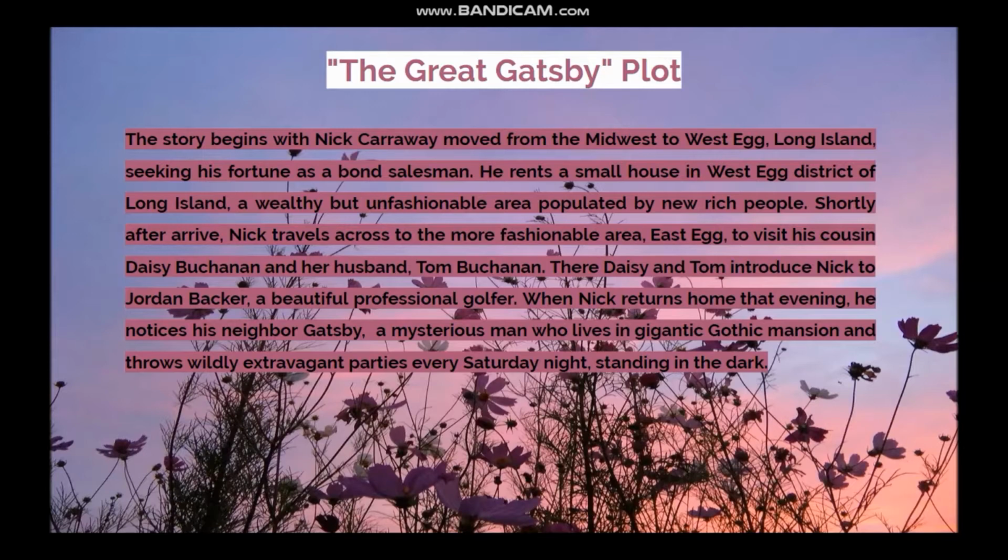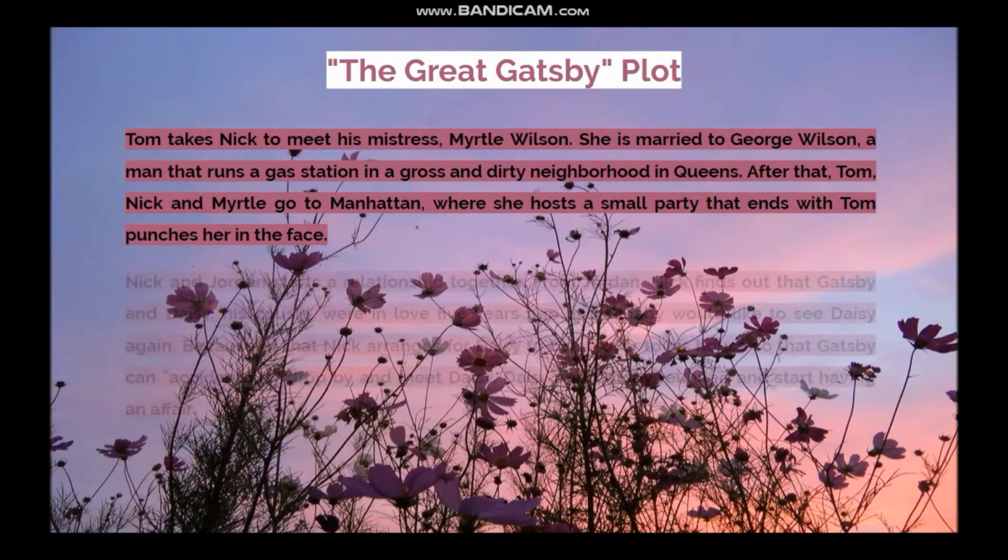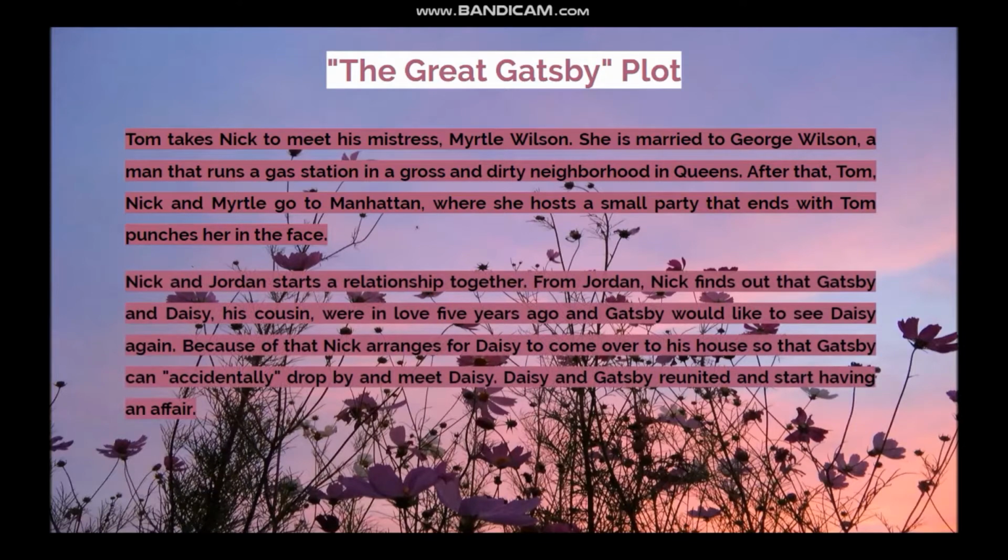There, Daisy and Tom introduce Nick to Jordan Baker, a beautiful professional golfer. When Nick returns home that evening, he notices his neighbor Gatsby, a mysterious man who lives in a gigantic Gothic mansion and throws wildly extravagant parties every Saturday night, standing in the dark. Nick and Jordan start a relationship together.